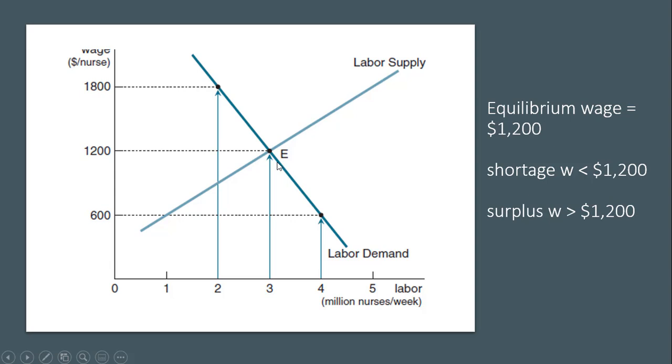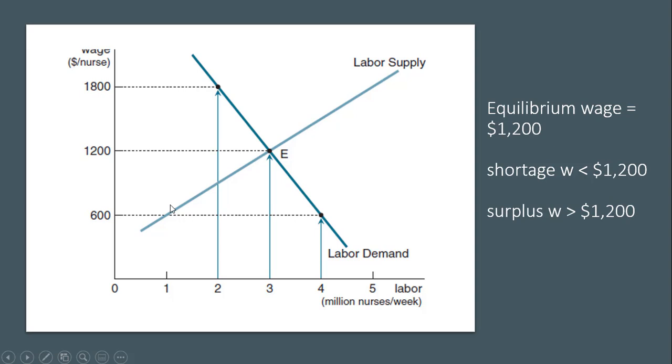If the wage was something other than $1,200, there would be an imbalance in the labor market, either a shortage or surplus. So for example, at a wage below $1,200, let's take $600. At a wage of $600, the quantity of labor supplied would be 1 million. But firms would be willing to hire, walk this $600 all the way over to the labor demand curve, 4 million workers. So there would be a shortage. Firms want to hire more workers than is available at a wage of $600.